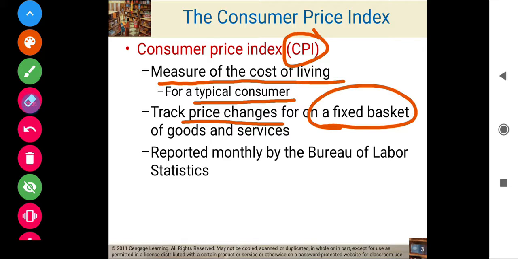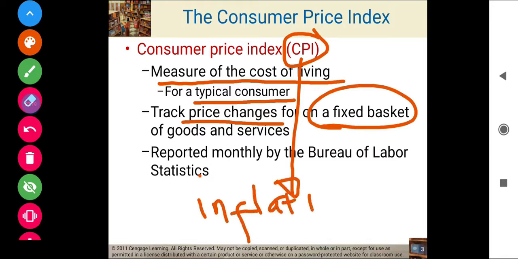And then economists can measure the inflation rate by using the consumer price index. As we know, the inflation rate is the percentage change in the price level from the previous period. And this CPI is used to monitor changes in the cost of living over time.